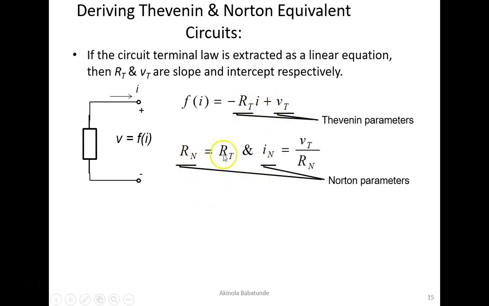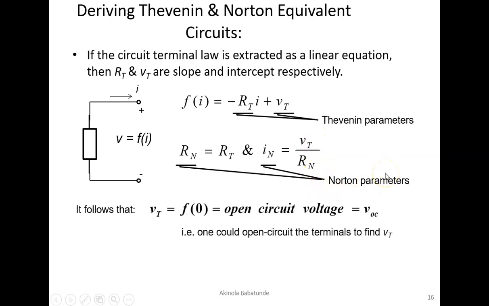And then we know Rn equal to RT, In equal to VT over Rn. We know these are Norton parameters. It follows that if V Thevenin is equal to F of 0, that simply means when the current is 0, when we have an open circuit and the current is 0, we are going to have V open circuit. That's what it simply means. When the current is 0, we are going to have open circuit. And we can say that our V Thevenin will be equal to the open circuit voltage.